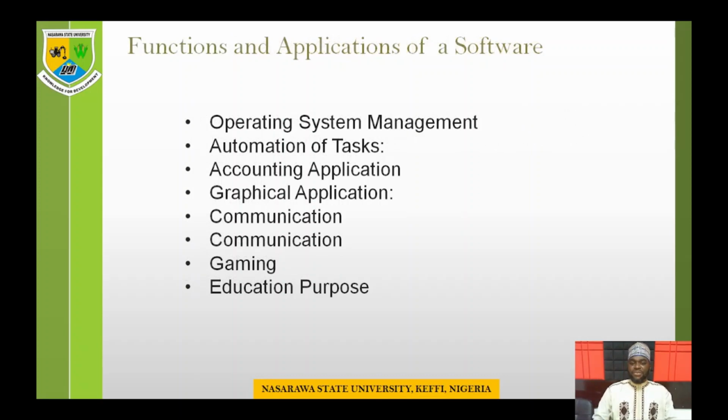The functions and applications of computer software. One, operating systems management. I think we have talked a lot about that. One of the applications of computer software is to manage how the operating system coordinates the entire activities of a computer's processes. Then automation of tasks. Computer systems have made it possible for us to perform automated tasks. Other areas like accounting applications: computers have performed very well in the area of accounting. Most of the applications used have been designed on computers.